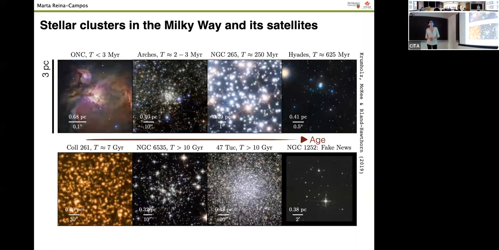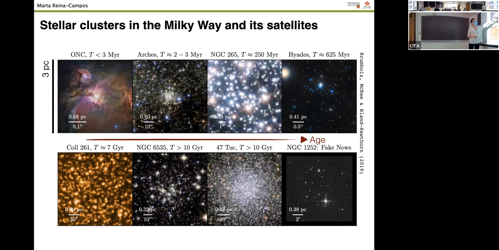So this is a figure from a review by Mark Krumholz and collaborators that I really like, because they're showcasing the wide range of properties that we see that stellar clusters can have in the Milky Way, as well as in the Small and the Large Magellanic Clouds. This figure is showing different stellar clusters ordered by age. And we're seeing that there is stellar cluster formation happening currently in the Orion Nebula.